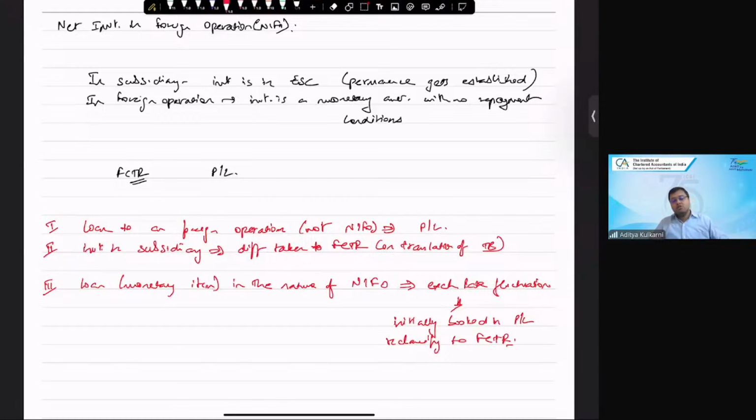So here your foreign currency fluctuations go and sit in the P&L, but those items you will be reclassifying to FCTR because ultimately this is in the nature of a net investment in foreign operation. Are you able to understand?